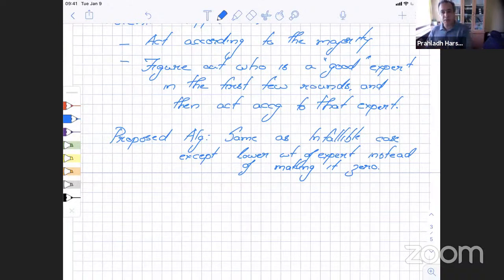Some of them could be actually making well-formed decisions. Some of them are just playing adversarially against you. I'm not going to make any assumption of the experts. What I want to do is perform as well as the best expert in hindsight.